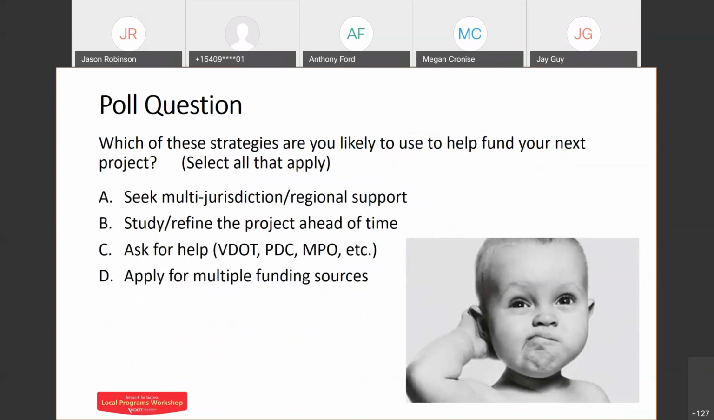Another poll question: which of these strategies are you likely to use to help fund your next project? Select all that apply. Seek multi-jurisdictional and regional support. Study and refine the project ahead of time. Ask for help from VDOT, your PDC, or MPO, or apply for multiple funding sources. And Roanoke County, I think, has done all of these.